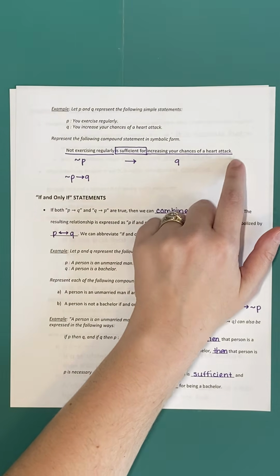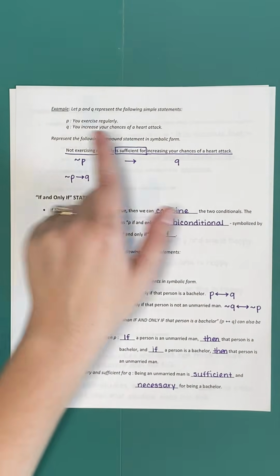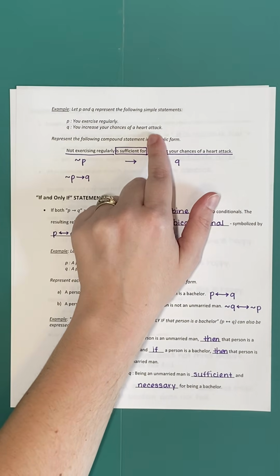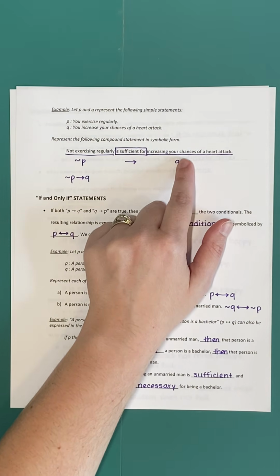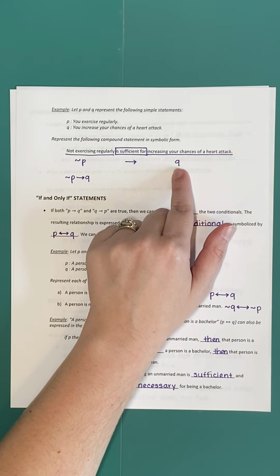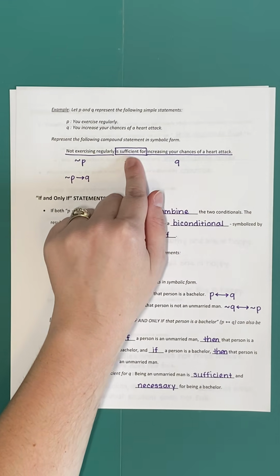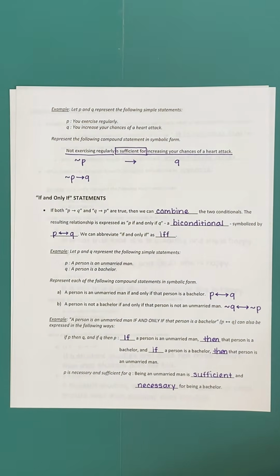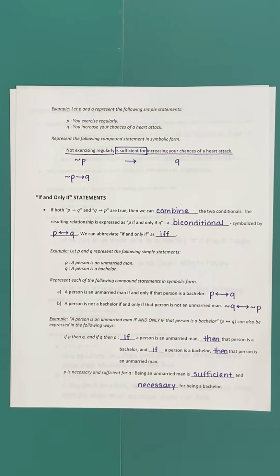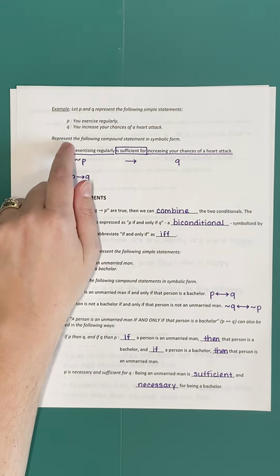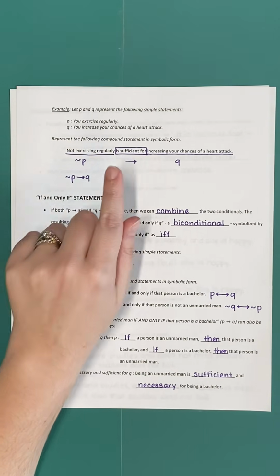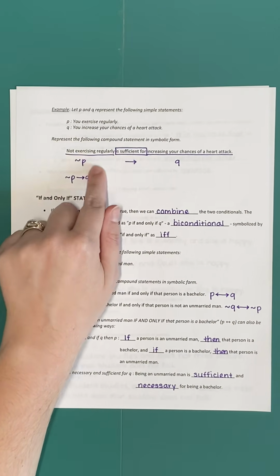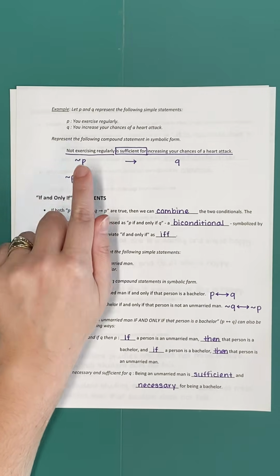And then the last part of the sentence, increasing your chances of a heart attack. Well, you have the second statement, you increase your chances of a heart attack. Okay, so that is the statement Q. Now, for the is sufficient for part, we have to remember again what we're looking at when we look at the if-then. So the antecedent, the part that comes before, is the sufficient part. The part that comes after is the necessary part. So we're saying this is the sufficient part, which means this, not P, is the sufficient part.